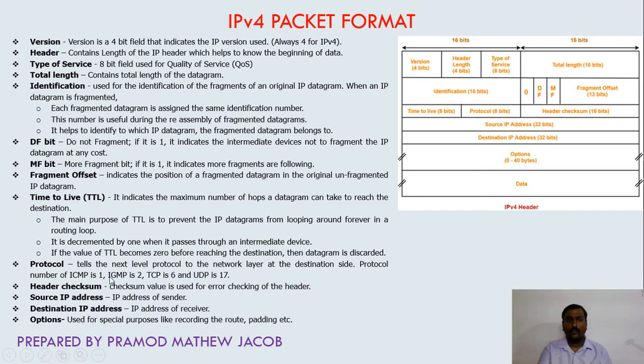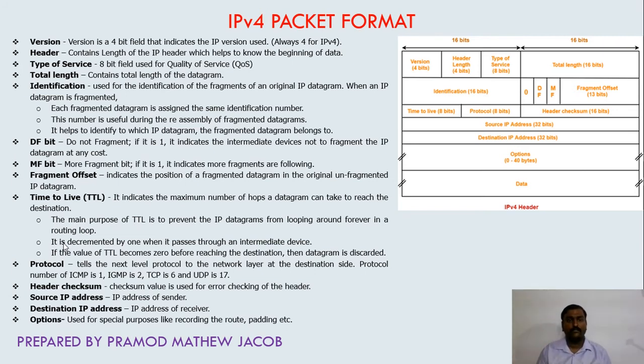Next is the protocol, which tells the next level protocol at the network layer at the destination side. The protocol number will be different for different protocols used on the destination side. For ICMP it is 1, for IGMP it is 2, for TCP it is 6, and for UDP it is 17. Let's learn about all these protocols in detail in the upcoming lectures.